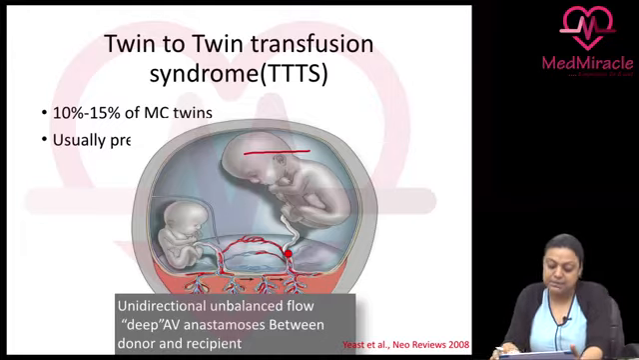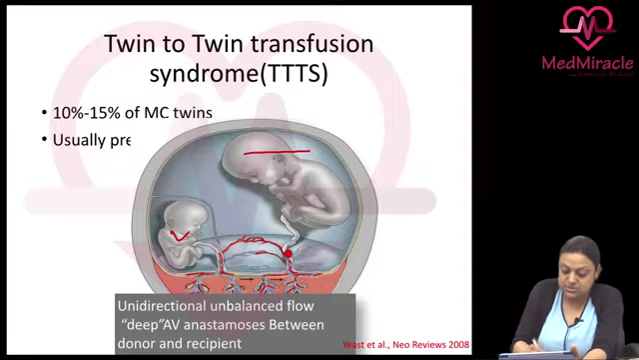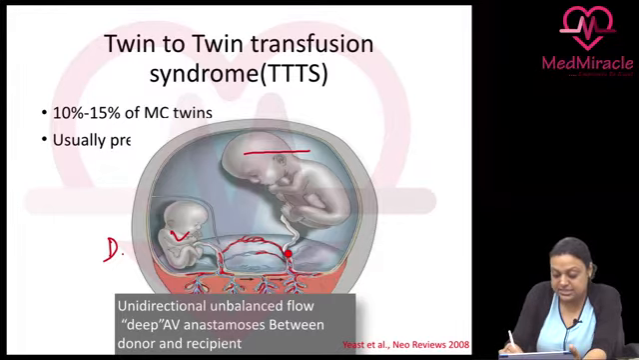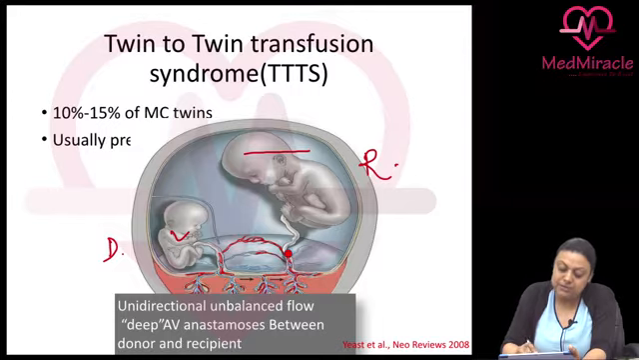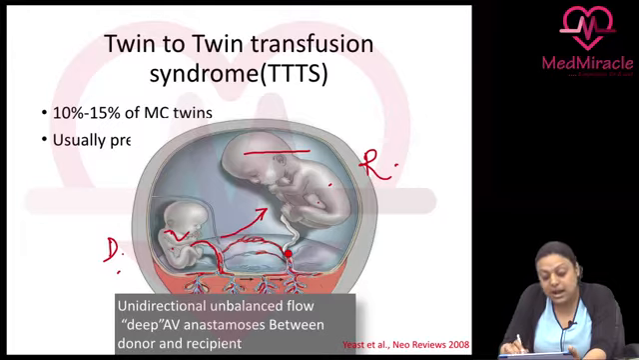So basically what is happening is, on the deep arteriovenous levels, there is unidirectional unbalanced flow, so that one twin becomes the donor and the other twin becomes the recipient. So this is the donor twin and this is the recipient twin. So what is happening from the donor twin? The blood is specifically going into the recipient twin. So this baby has anemia, this baby has polycythemia. This baby is having a reduced cardiac output, this baby is having a high cardiac output.